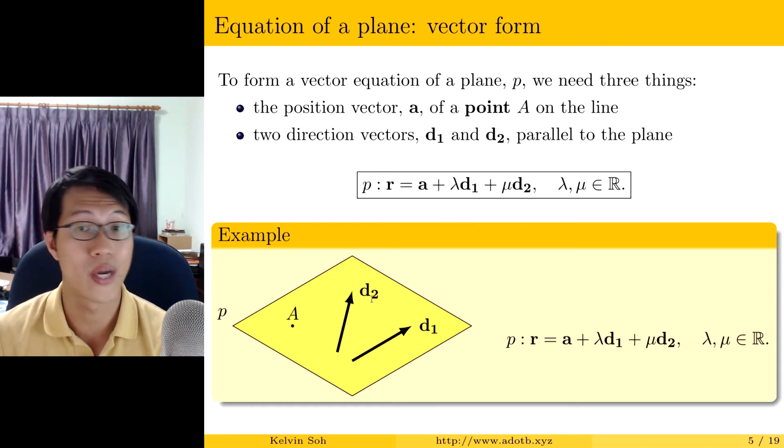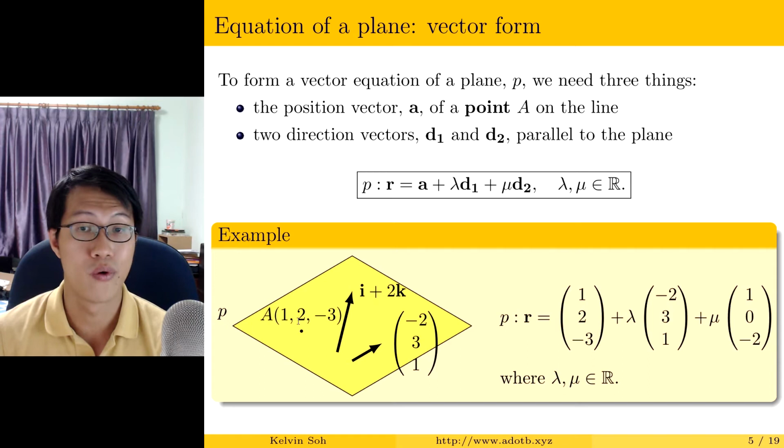So let's take a look at an example. In this example, we have a point A, 1, 2, minus 3, and two direction vectors, one of them being minus 2, 3, 1, and the other one i plus 2k, which is the same as 1, 0, 2. To form the vector equation of this plane, we have the plane p is given by r equals the point 1, 2, minus 3, plus lambda (minus 2, 3, 1), plus mu (1, 0, 2). So these two are our direction vectors.